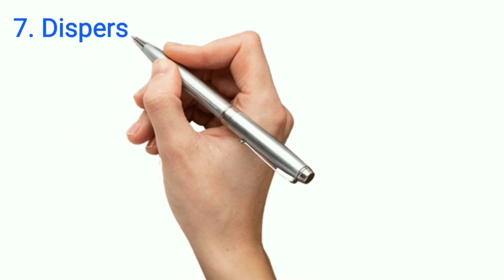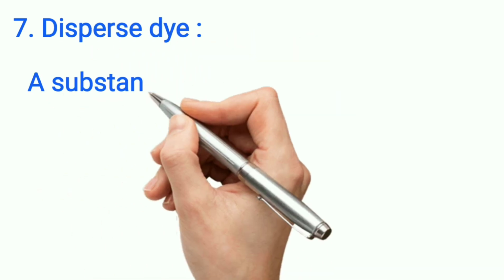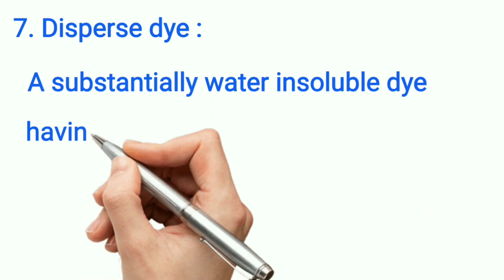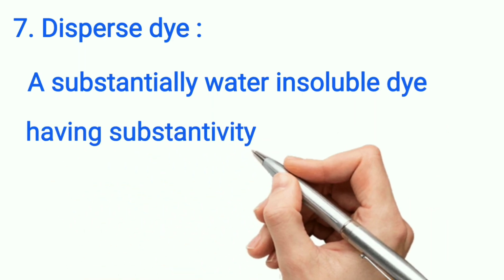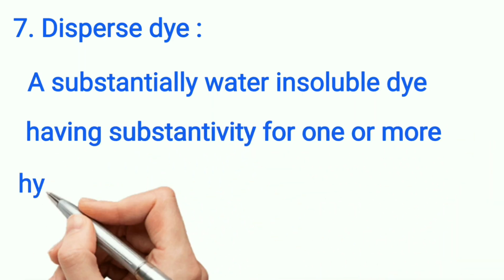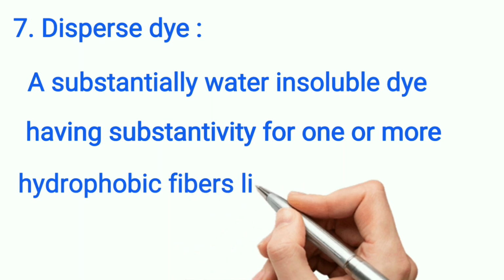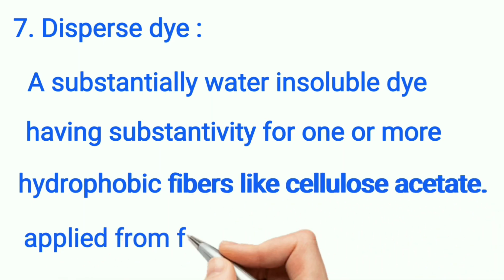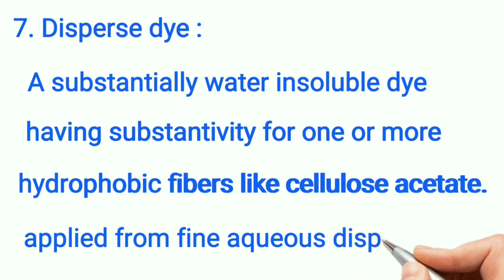Seven, disperse dye. A substantially water insoluble dye having substantivity for one or more hydrophobic fibers like cellulose acetate, applied from a fine aqueous dispersion.